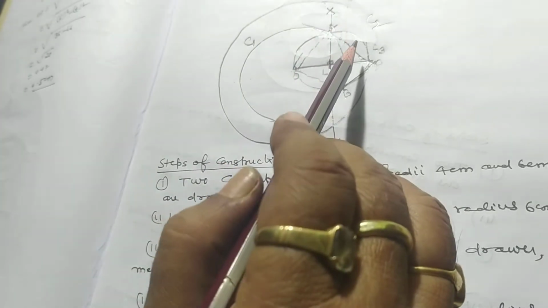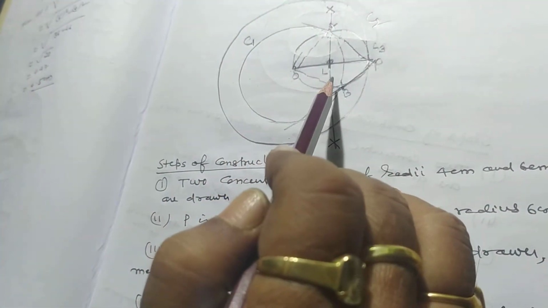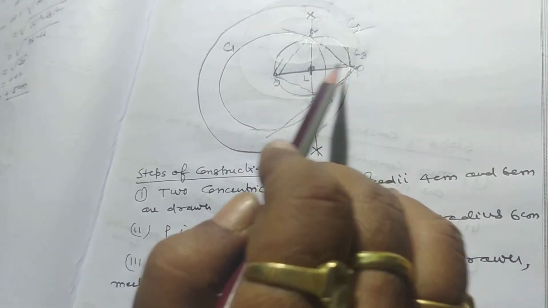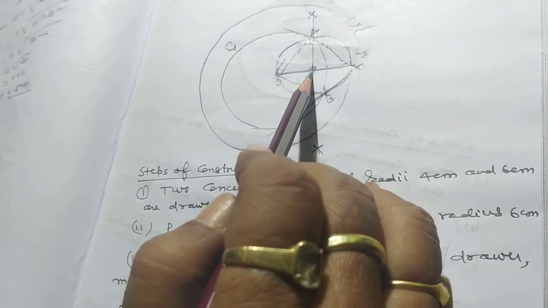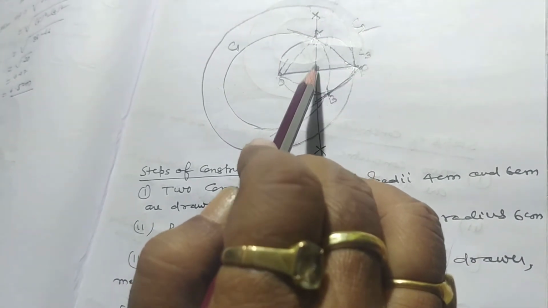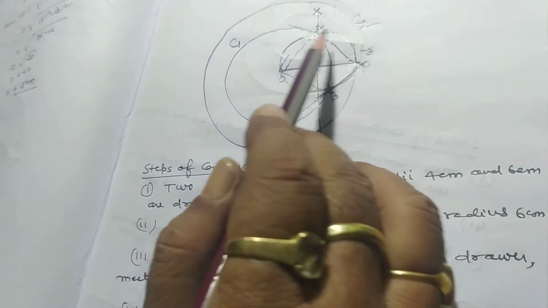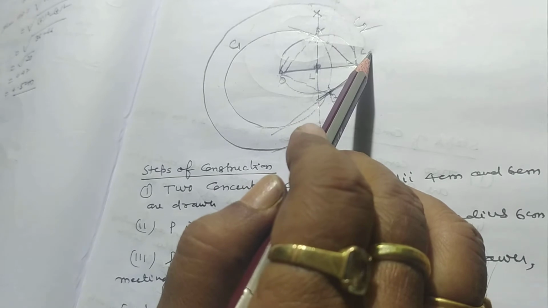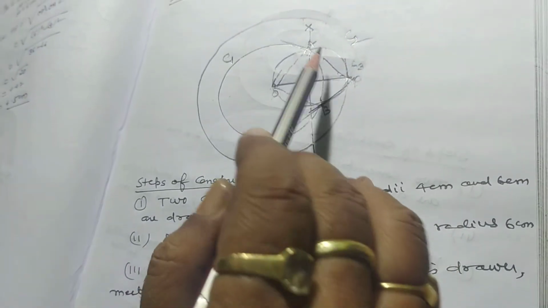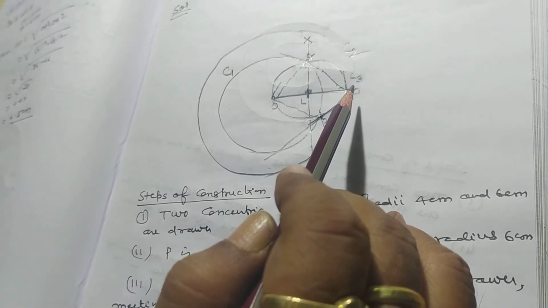Try to understand. C3 is a circle which we get by joining OP, taking its perpendicular bisector, and taking the point on the perpendicular bisector as center. Now circle C3 intersects circle C1 at points A and B. Joining AP and BP, we get the required tangents.